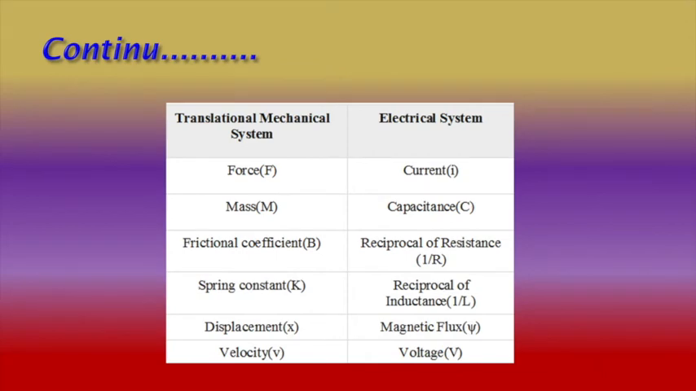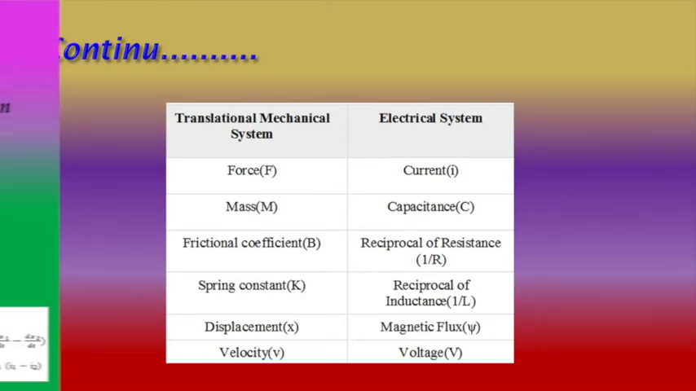Compare equations A and C. We can note the mathematical similarity with respect to the following analogous parameters, translational system and electrical system. Force is current and mass is analogous to capacitance. Frictional coefficient B is the reciprocal of resistance. Spring constant K is the reciprocal of inductance. Displacement X is magnetic flux and velocity V is voltage.